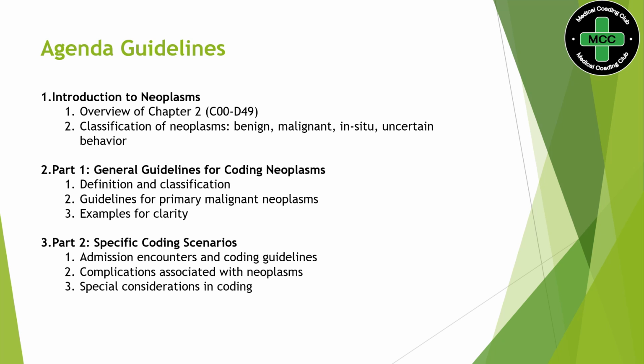Today I'm covering an introduction to neoplasm, the overview of Chapter 2 and the code range, and then the classification of neoplasm. We have different kinds of neoplasm based on severity: benign, malignant, in situ, uncertain behavior, and again metastatic. Everything we will learn in later slides. Next, I have added general guidelines for coding neoplasm, definition and classification, and also specific coding guidelines for primary malignant neoplasm, and I have added an example with each guideline. And again, specific coding scenarios like admission for encounters like chemotherapy and hydration. So we will learn everything in detail.